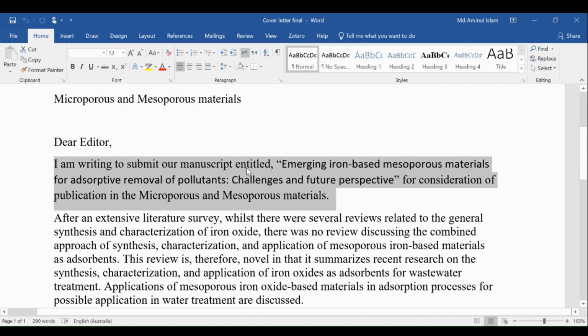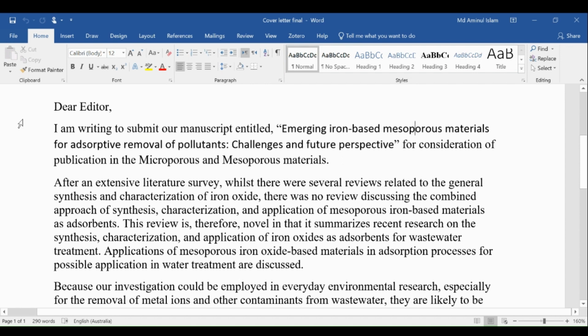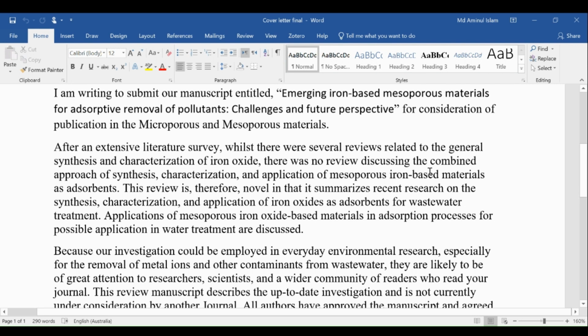I am writing to submit our manuscript entitled "Emerging Iron Based Mesoporous Materials for Adsorptive Removal of Pollutants: Challenges and Future Perspective" for consideration for publication in Microporous and Mesoporous Materials. So, this is the first paragraph, and then you need to prove the novelty of your manuscript by writing like this.